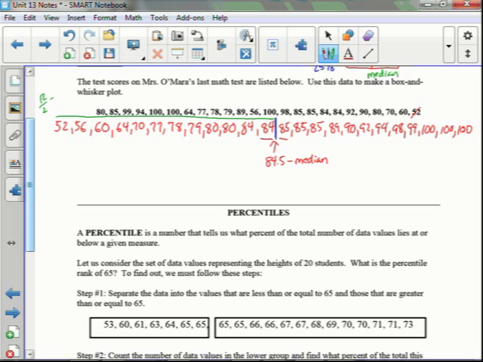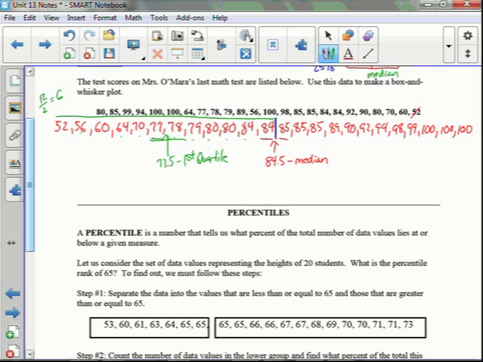12 divided by 2, half of 12 is 6. So I've got to come in 6 from each side. 1, 2, 3, 4, 5, 6 gets me to 77. Come from the other way. 1, 2, 3, 4, 5, 6 gets me to 78. When you have 2, you average those together, and the average is going to be 77.5. That's your first quartile.